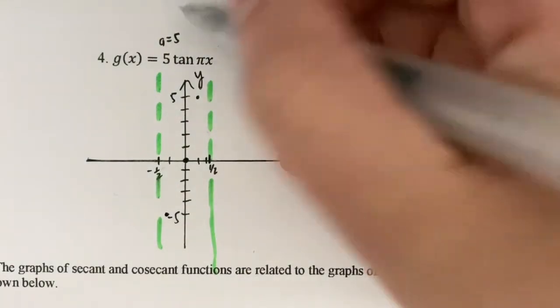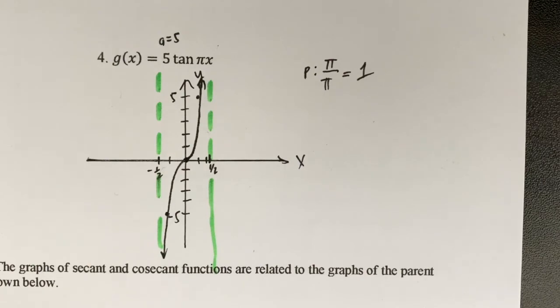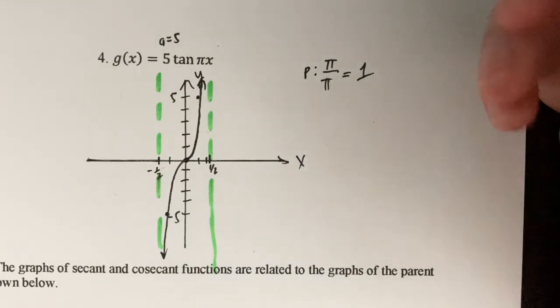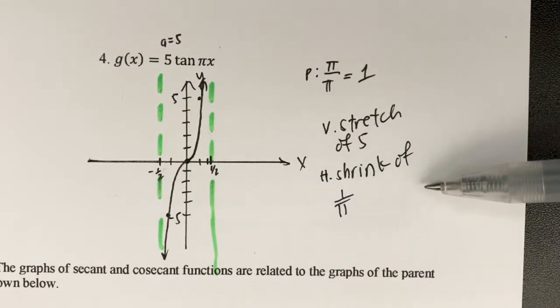Once you have these points, you're just going to connect them. Don't forget, you want to draw a curve, and there we go. We have our graph of the function 5 times tangent pi of x, and then we just want to describe the transformations. We have a vertical stretch of 5 and a horizontal shrink of 1/pi.